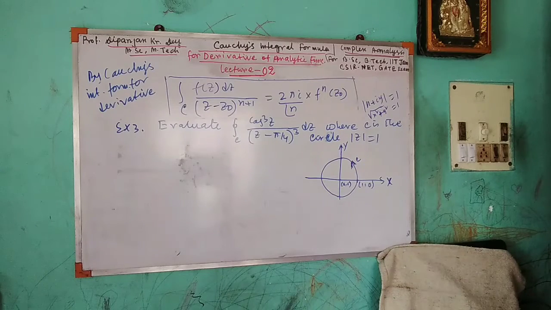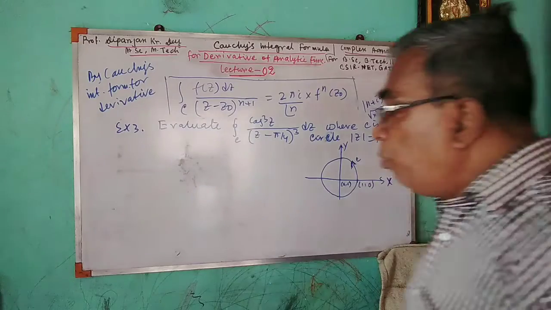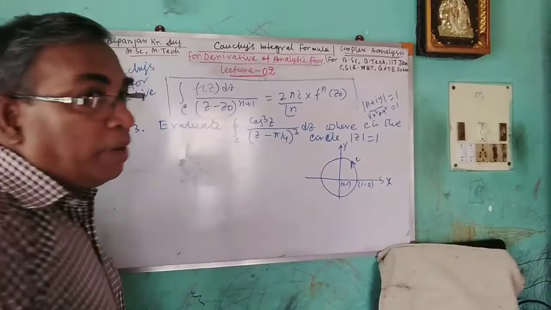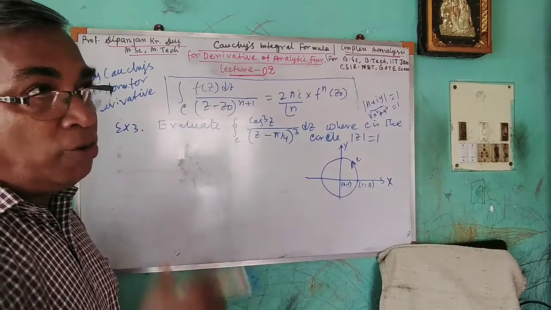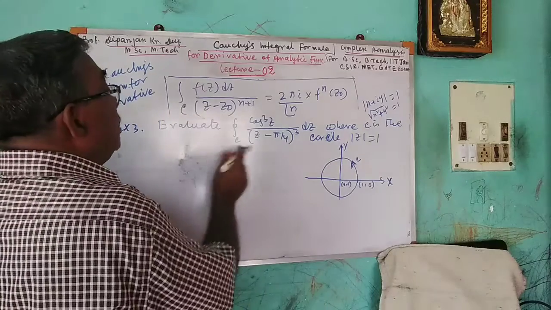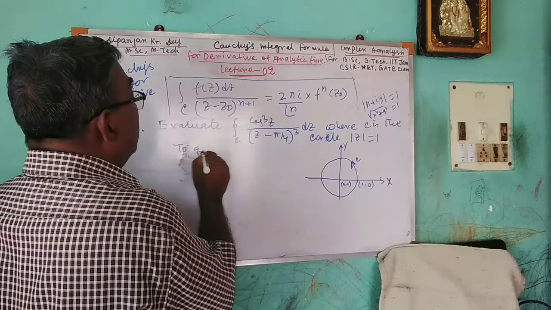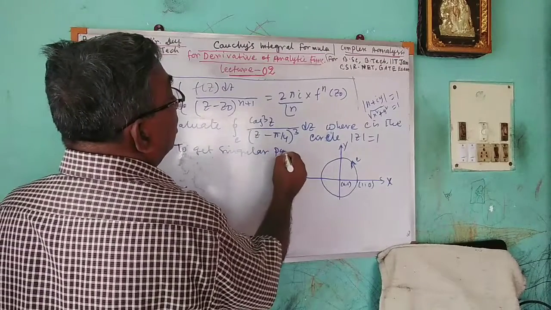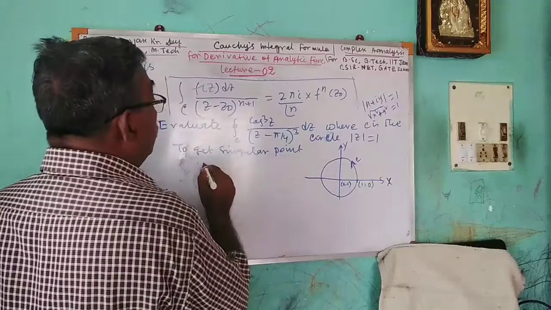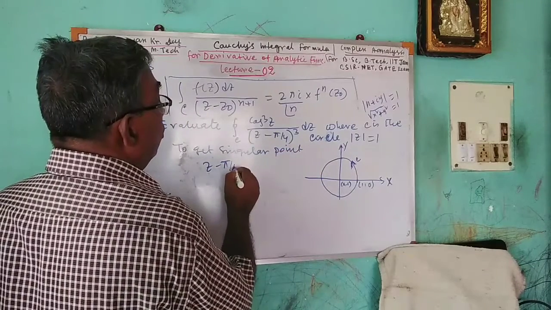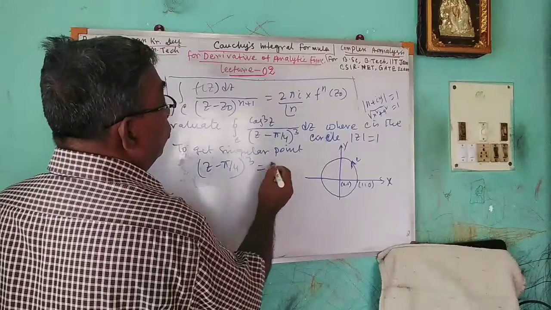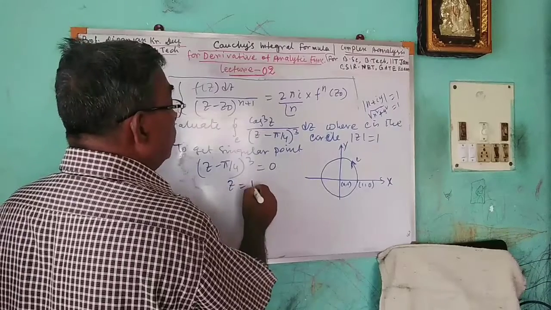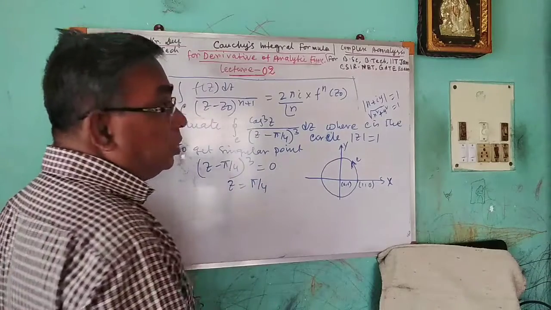You have to find the singular point. That is, for what values of z this function is not defined. That is known as the singular point. Okay. So to get the singular point, always you put (z minus pi by 4) whole to the power 3 is equal to 0. Denominator part is equal to 0. That is z equal to pi by 4.